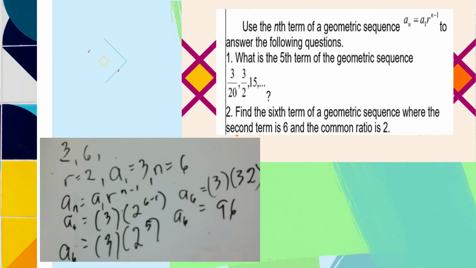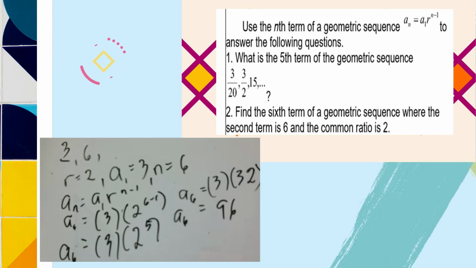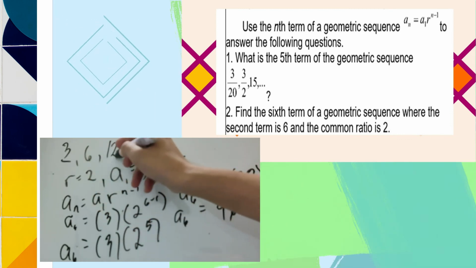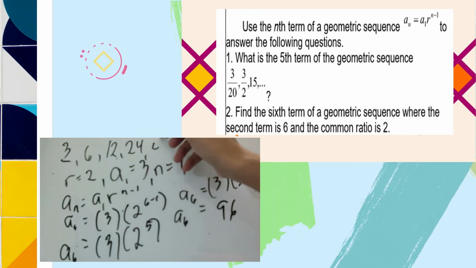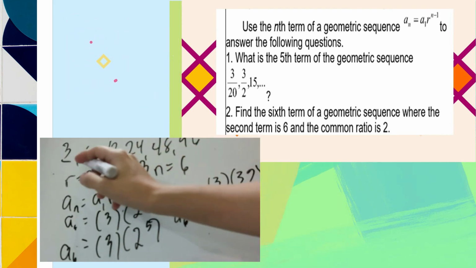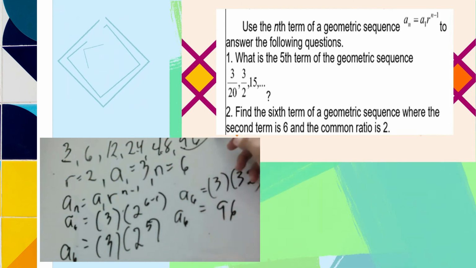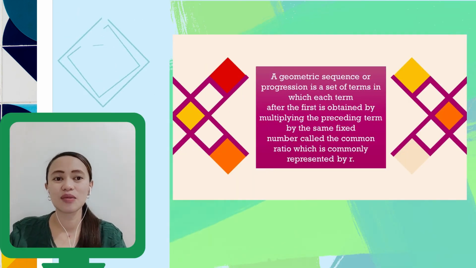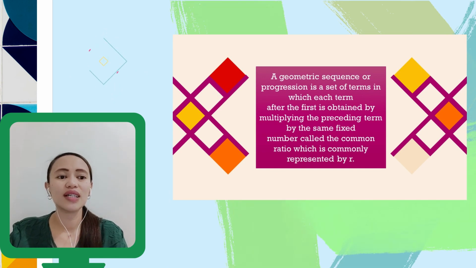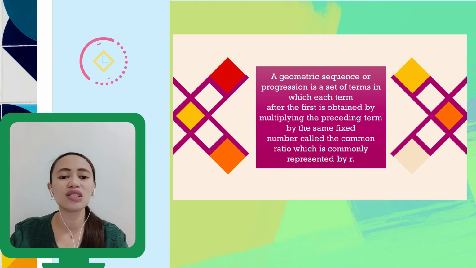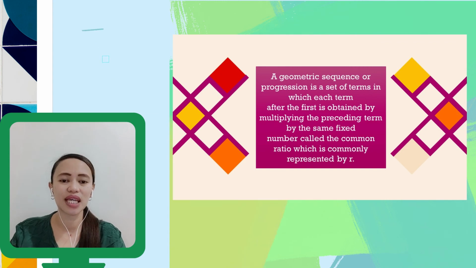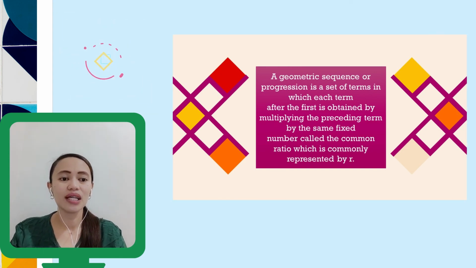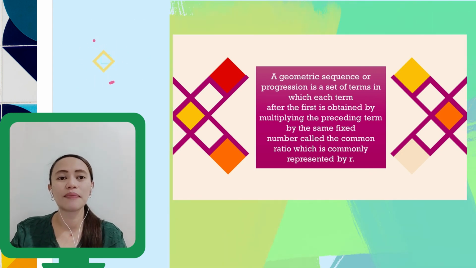Let's check if we have the correct answer. So we have 3, 6, 12, 24, 48, 96. So let's count: 1, 2, 3, 4, 5, 6. So that's correct. So a geometric sequence is a set of terms in which each term after the first term is obtained by multiplying the preceding term by the same fixed number called the common ratio, which is commonly represented as r.